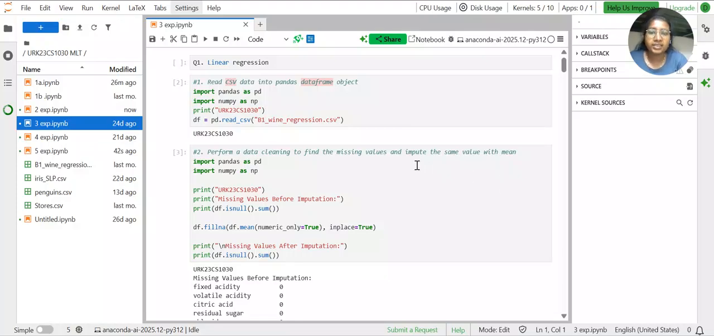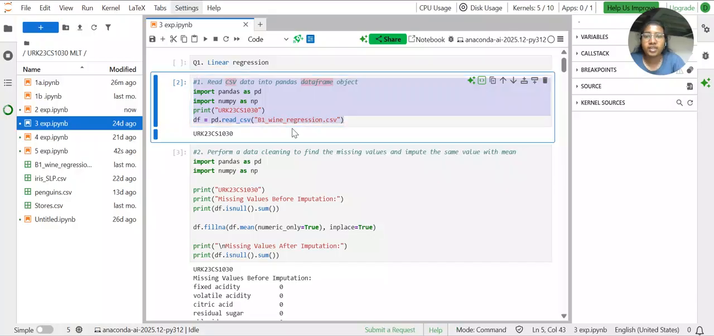I'm implementing linear regression, multilinear regression, and logistic regression using Python without using the scikit-learn library. First, I'm going to use the linear regression. I have fed the data set into a pandas data frame.